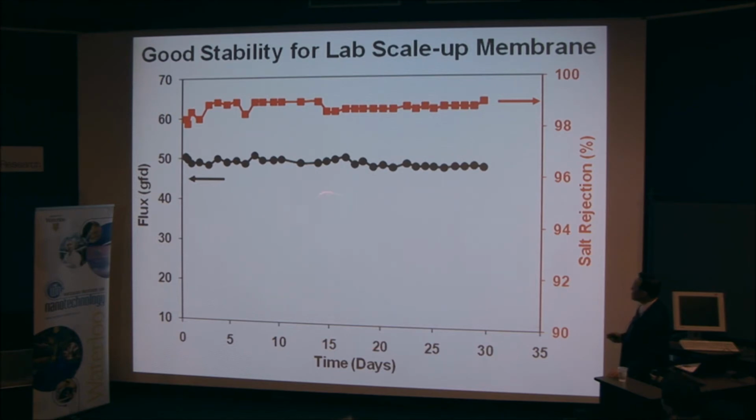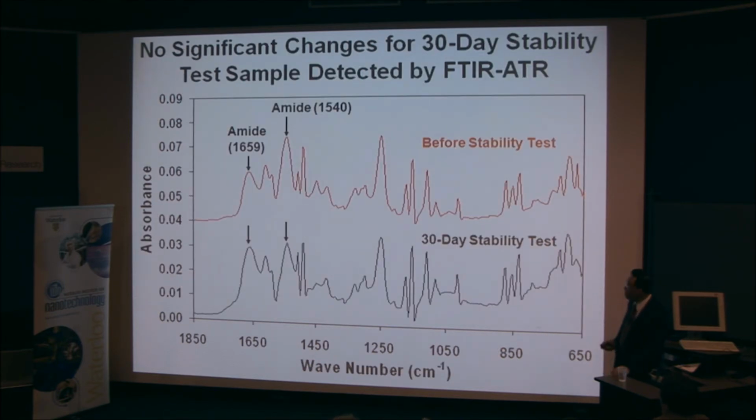Here I show the membrane stability running for 30 days. The flux remains quite stable, and the salt rejection is also pretty good. Okay, those are for the brackish water.